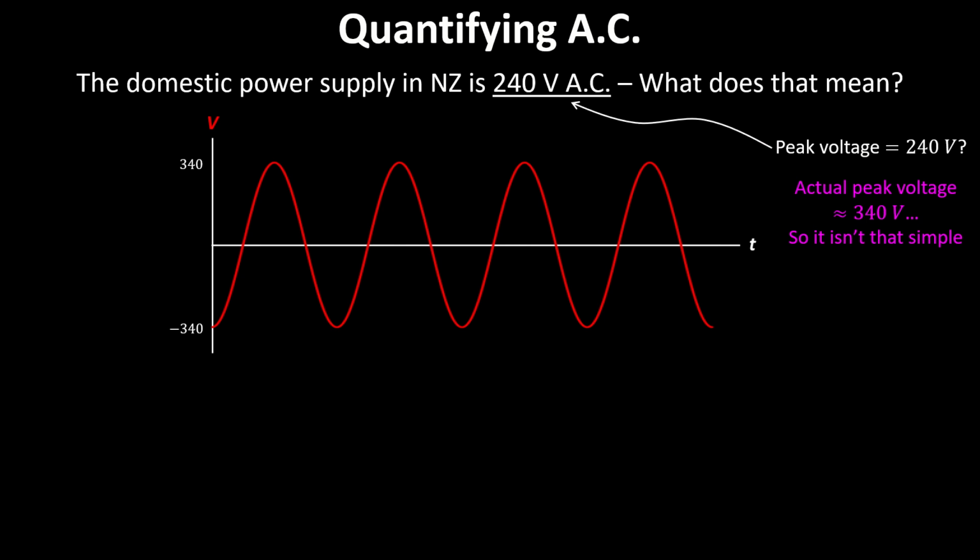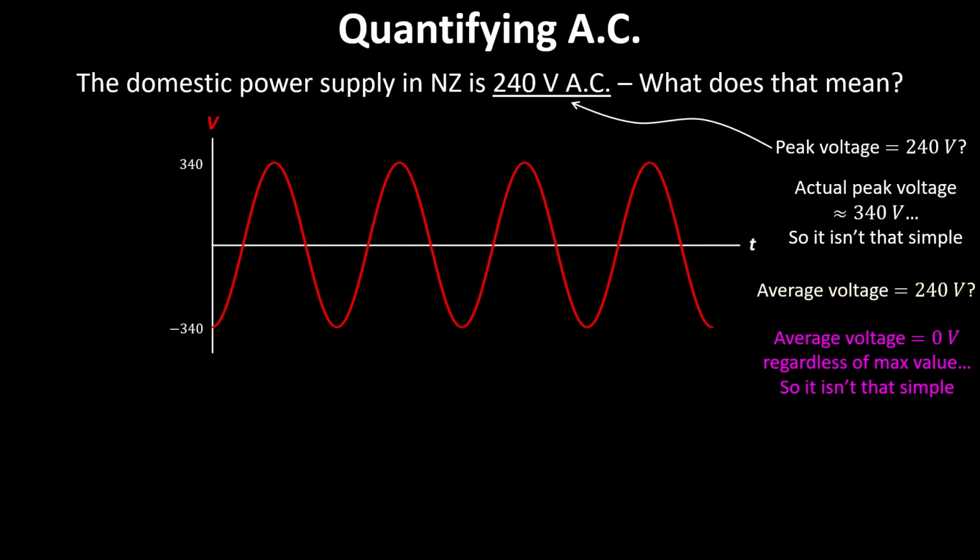Could it be an average? Is the average voltage 240 volts? Well, no, because anytime you have a sinusoidal oscillation like this, there's an equal amount of time spent with a voltage above zero as below zero. So over a complete cycle, the average is zero, regardless of how big the maximum voltage is. If it's, like in this case, a maximum of 340, a minimum of minus 340, that averages out to zero. If it was a maximum of 1 million and a minimum of negative 1 million, it would still average out to zero.